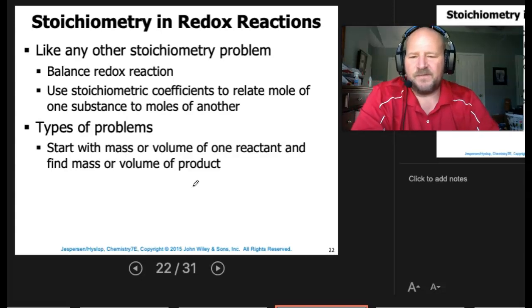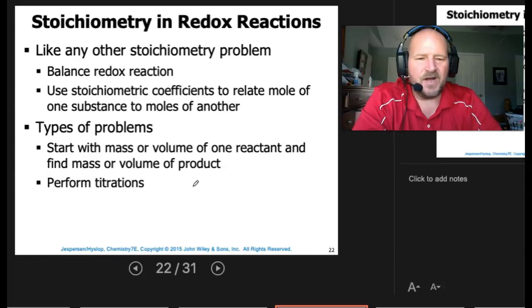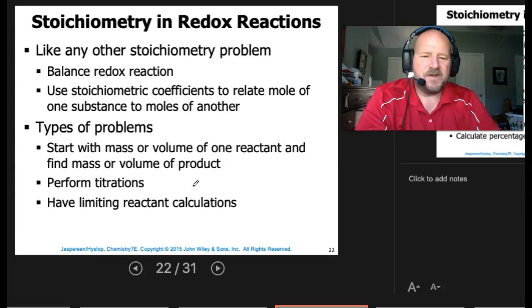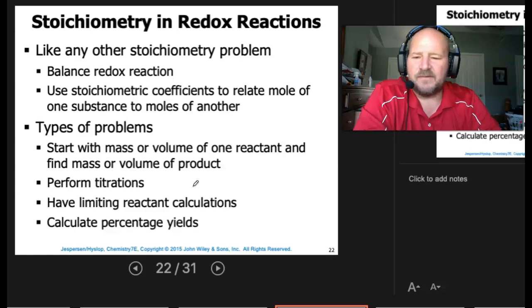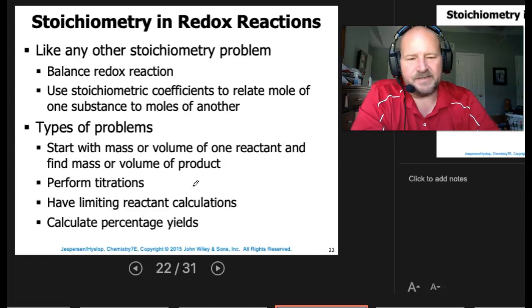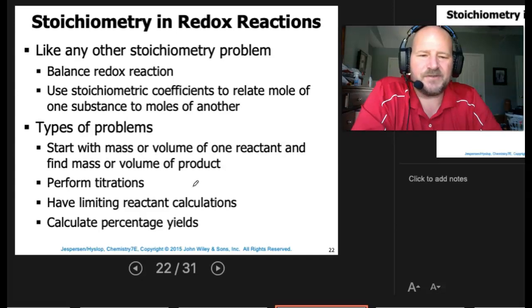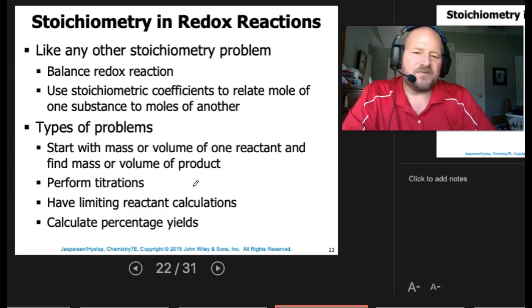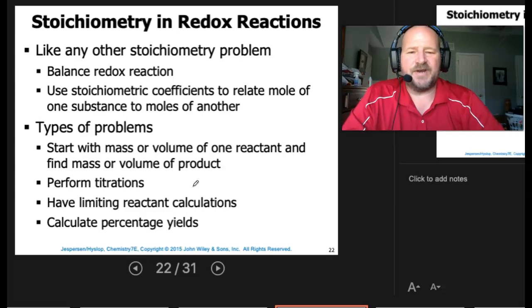You'll start with the mass or volume of one reactant and find the mass or volume of a product. So now we might have some solution stuff we have to do, or the wording might be a form of a titration. Okay, you might have to do limiting reagent calculations, stuff from chapter 3, test 1. And of course, we might have to calculate percent yields. So all of those things could still come back. So if you want to stop here, if you feel comfortable with those things, feel free. These won't be new topics or new concepts. They'll just be taking those old ideas and putting them in with redox reactions.